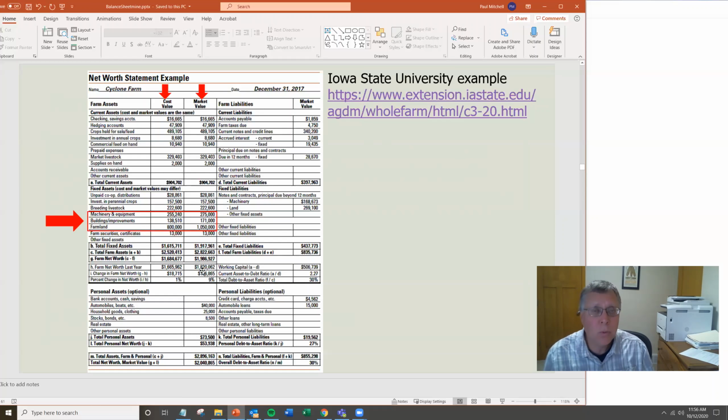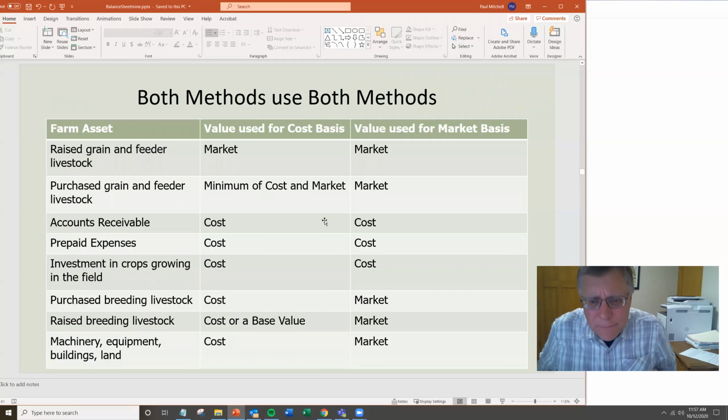So you can see which balance sheet valuation method you use for the assets gives you different equity levels. So that's an example here. But the real thing to note is both methods actually use both methods. It might be a cost basis balance sheet, but what they actually recommend is for some assets to use the market value. It might be a market basis balance sheet, but for some assets, they actually recommend to use the cost basis. And so here's several of them, and they lay them out.